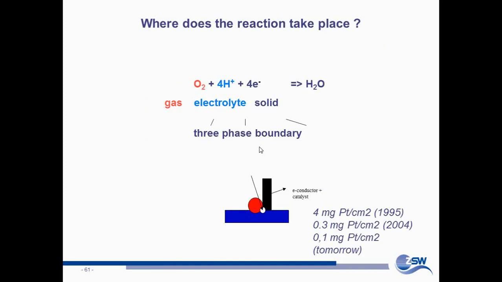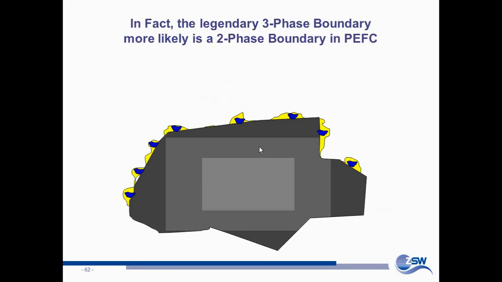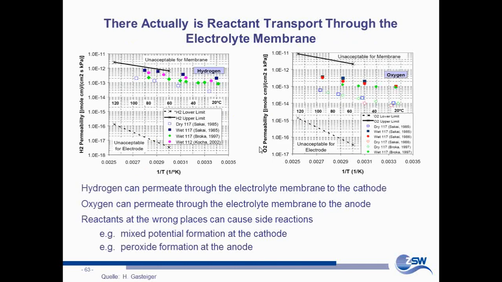Now, where does the reaction take place? Basically we are talking about something like a three-phase boundary, where the catalyst and the electrolyte and the current collector are at the very same spot. Well, it looks more like that. We've got the catalyst support and we've got some particles on top of it, and we have them covered with a polymer electrolyte that's about 2 or 3 nanometers thick. Now that has a consequence.